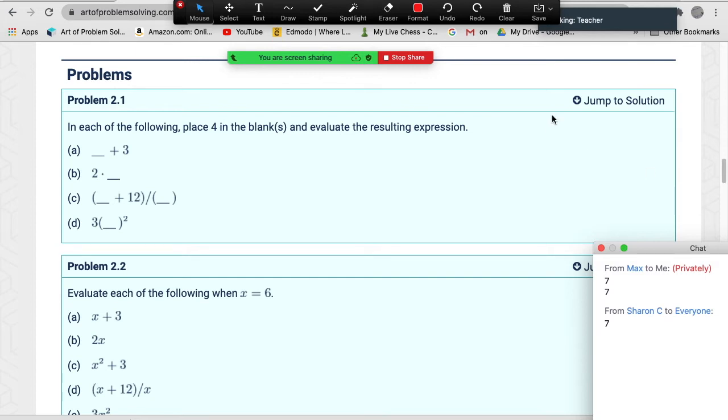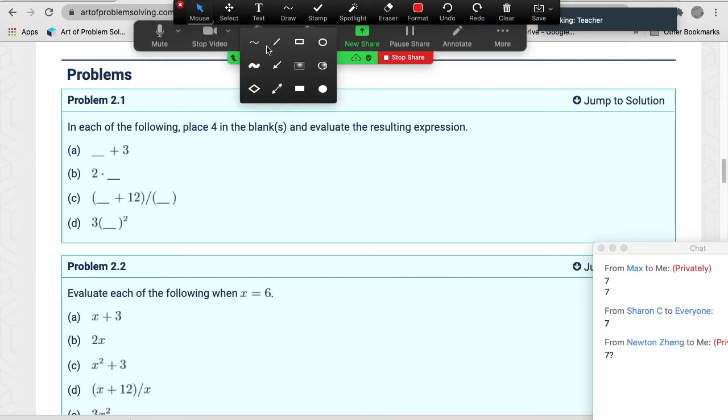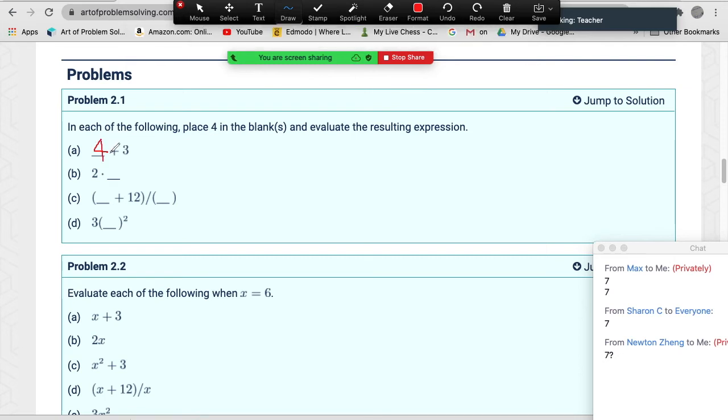Okay, this is very easy. Yeah, Newton, you're right. When you put 4 here, this expression is 4 plus 3. So this one equals 7. Okay, now let's go to B.